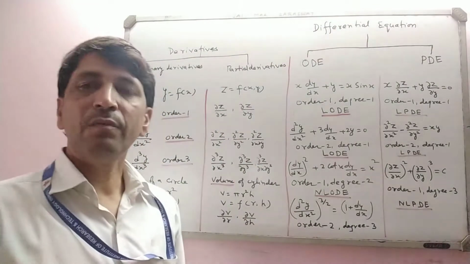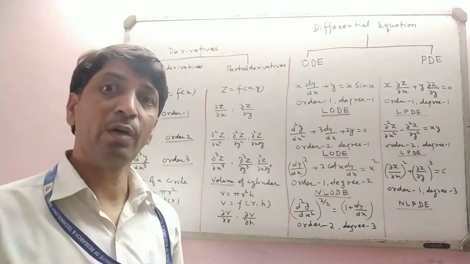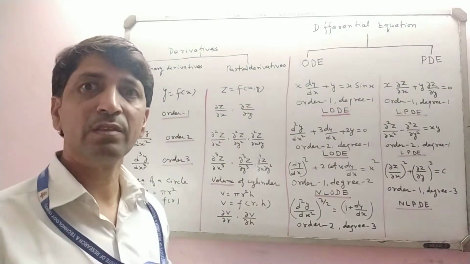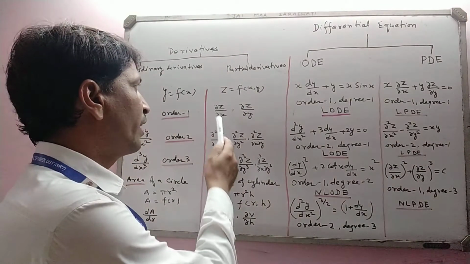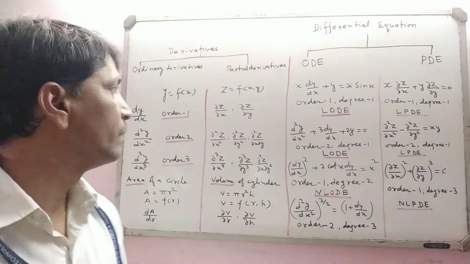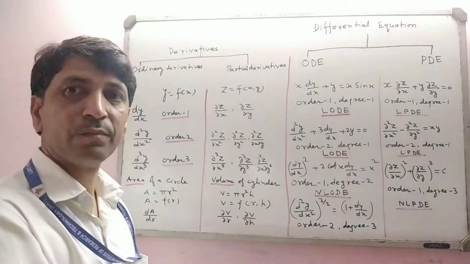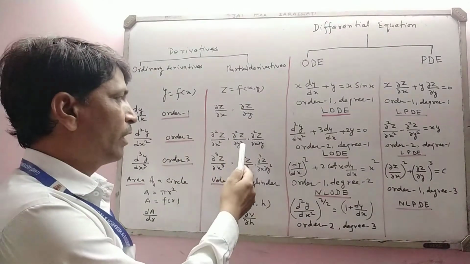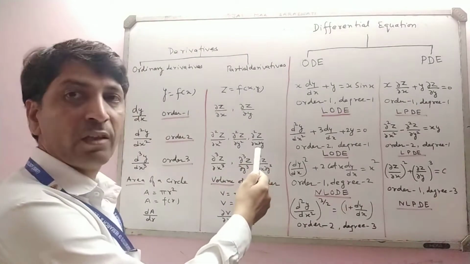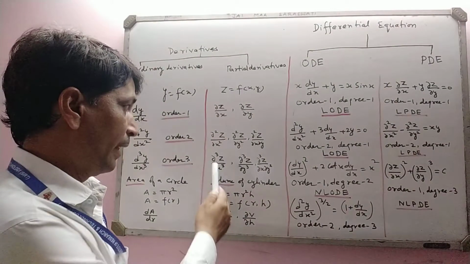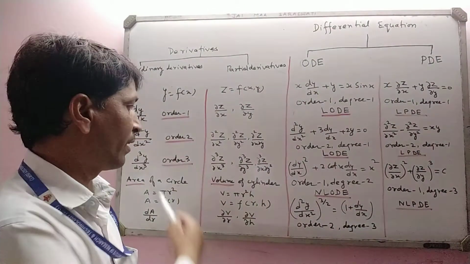Suppose z is a function of two independent variables x and y, maybe more than two independent variables. Then we find partial derivatives del z/del x, del z/del y. These are partial derivatives of order 1. Del 2z/del x2, del 2z/del y2, del 2z/del x del y. These are partial derivatives of order 2. And these are partial derivatives of order 3.